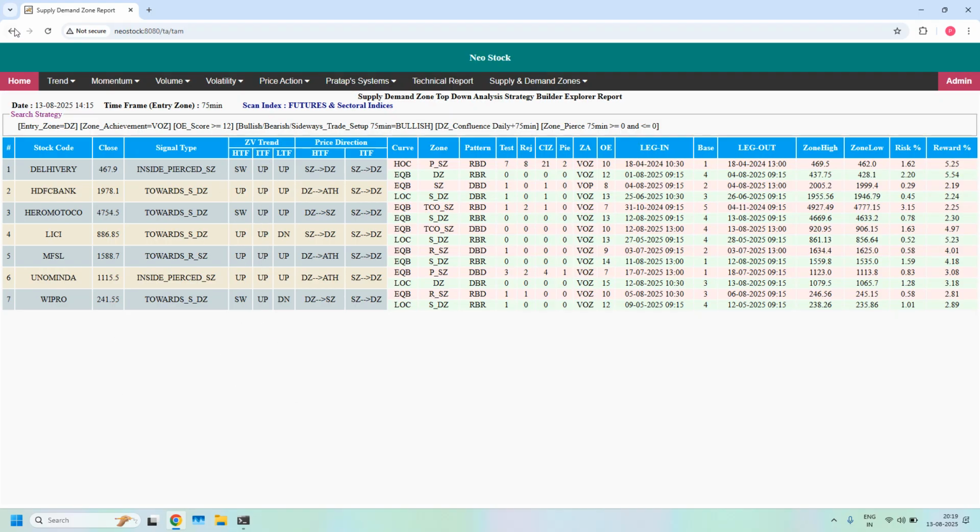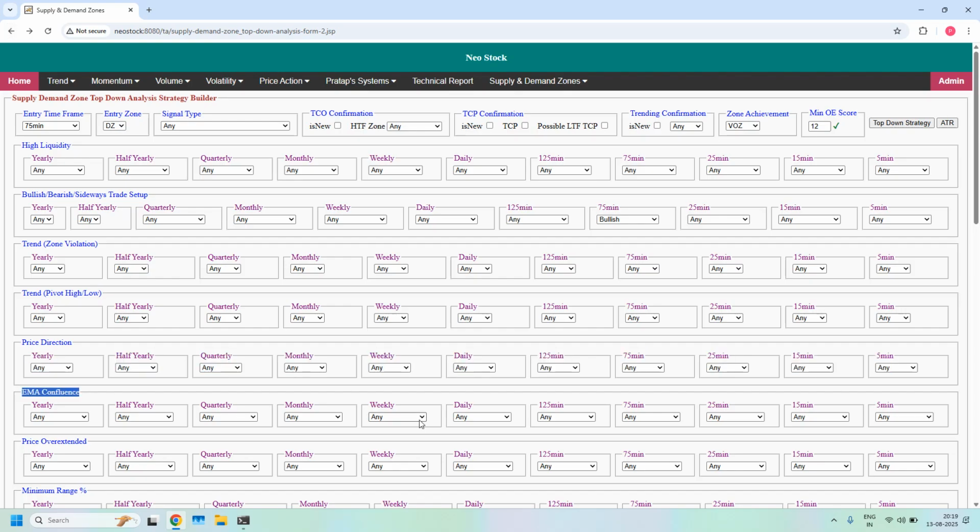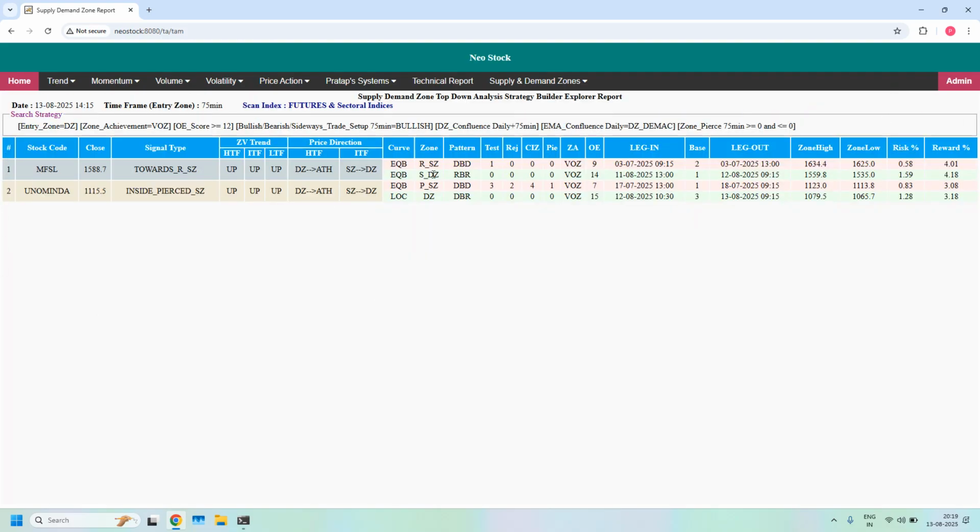So let's further filter based on EMA confluence on daily time frame. That is daily demand zone with daily EMA. We got 2 stocks. That way these two 75 minutes demand zones might be having more high probability to get success, provided lesson 20 checklist items are satisfied. Otherwise zones might be violated.